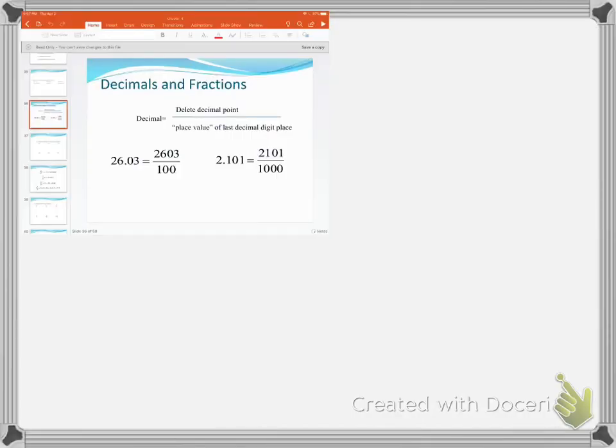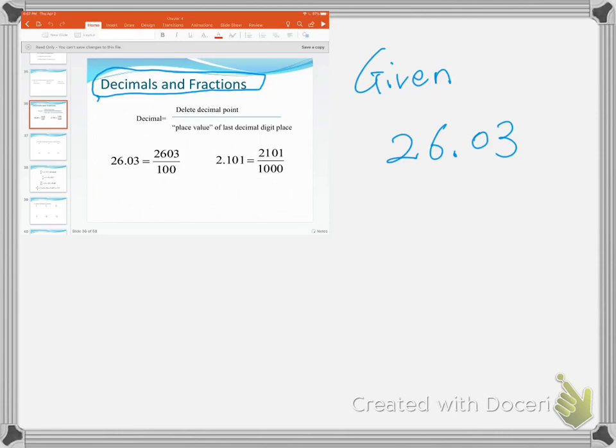So we will talk about decimals, fractions, and percents now. First, let's talk about the relation between decimals and fractions. Okay, so if you are given a decimal number, given this 26.03 is a decimal number, how can you get a fraction? How can you change this number to a fraction?